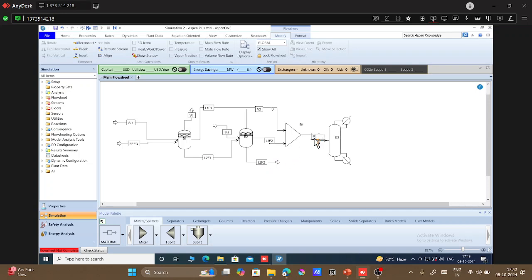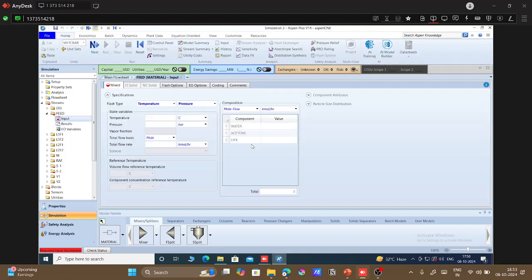This is our mixed stream M, and from the reflux drum I am selecting this liquid distillate since we know we have a total condenser. Okay. So finally we will have our top product, we will have our distillate, and this. Now let's add the details.